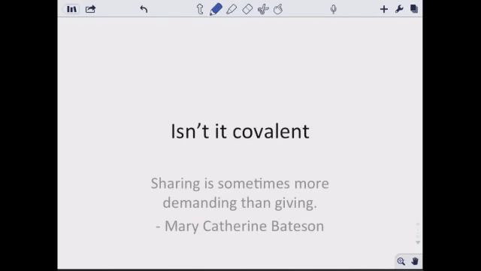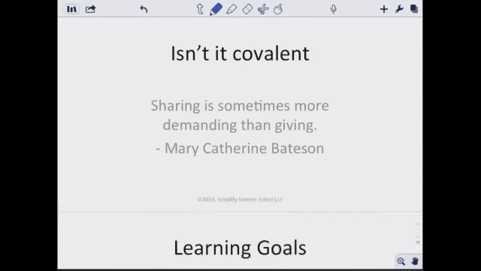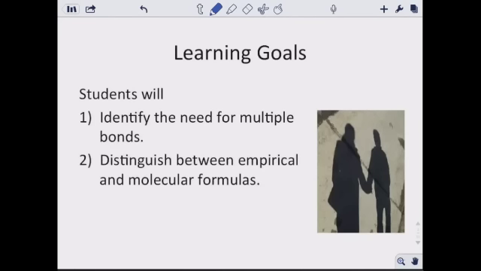So let's start the second lecture in Unit 6. It says, isn't it covalent? And so when we're looking at this, the learning goals that we have, we're going to identify the need for multiple bonds and distinguish between empirical and molecular formulas.